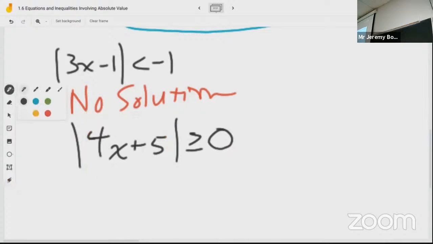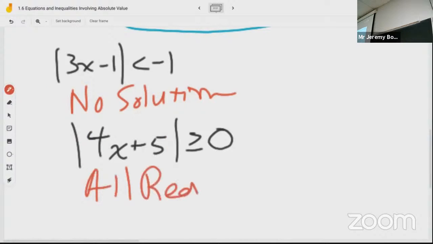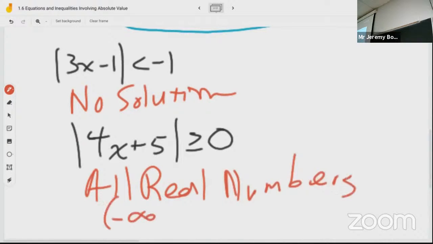And so the solution to this one is going to be all real numbers, which I believe in our textbook is denoted negative infinity, positive infinity. So no matter what you put in there, it's going to be greater than or equal to 0.